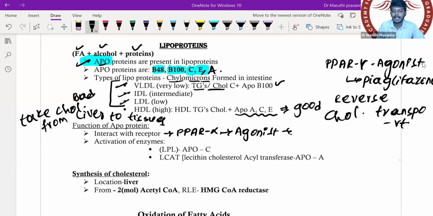Very good. That is your fibrates. PPAR alpha agonists are fibrates. Fibrates are PPAR alpha agonists. They interact with the receptor and cause the cholesterol to break down.